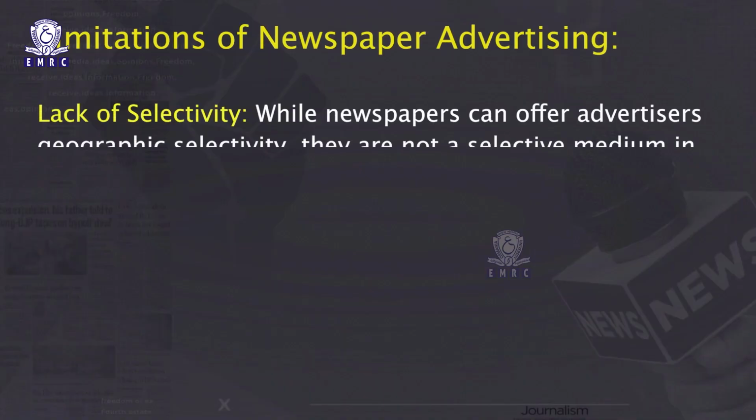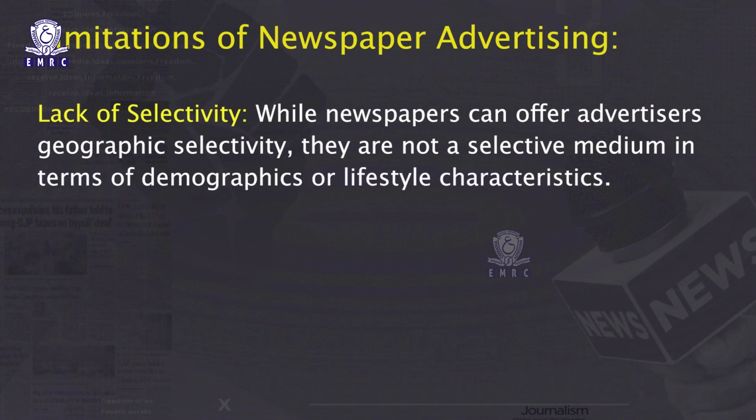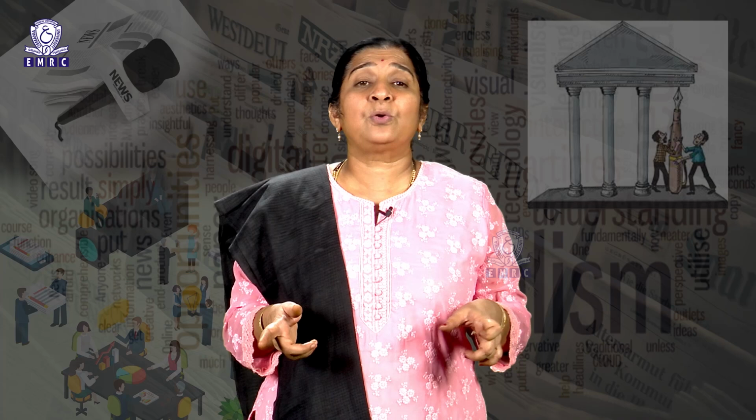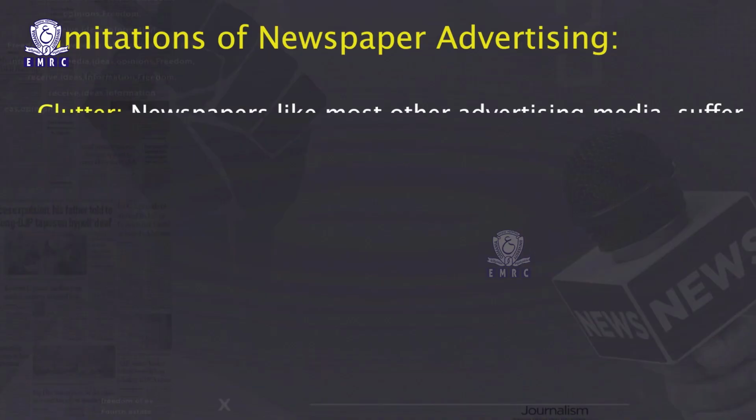Media planners can offset these problems somewhat by using high frequency in the newspaper schedule and advertising in a section where consumers who are in the market for a particular product or service are likely to look. Lack of selectivity. While newspapers can offer advertisers geographic selectivity, they are not a selective medium in terms of demographics or lifestyle characteristics. Most newspapers reach broad and very diverse groups of consumers, which makes it difficult for marketers to focus on narrowly defined market segments.